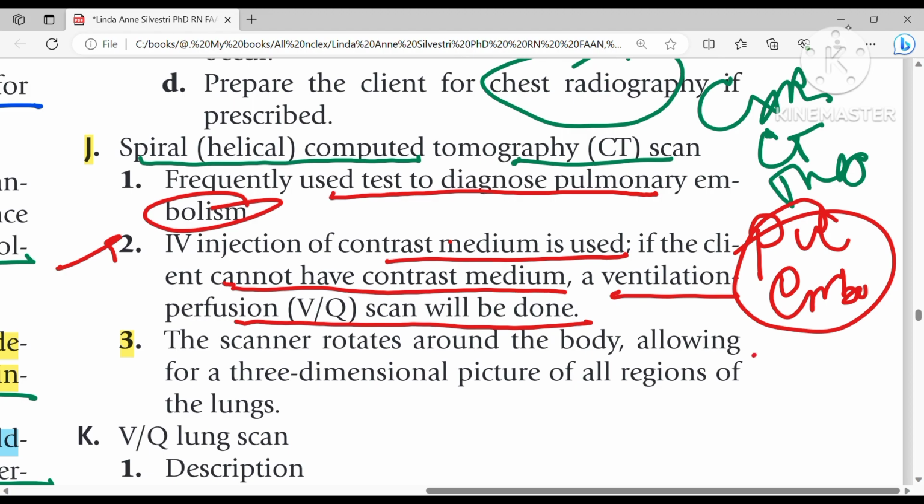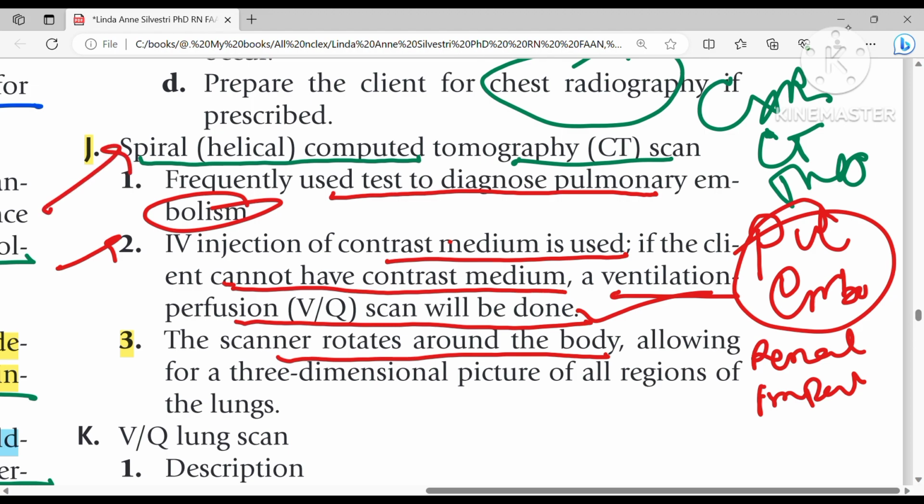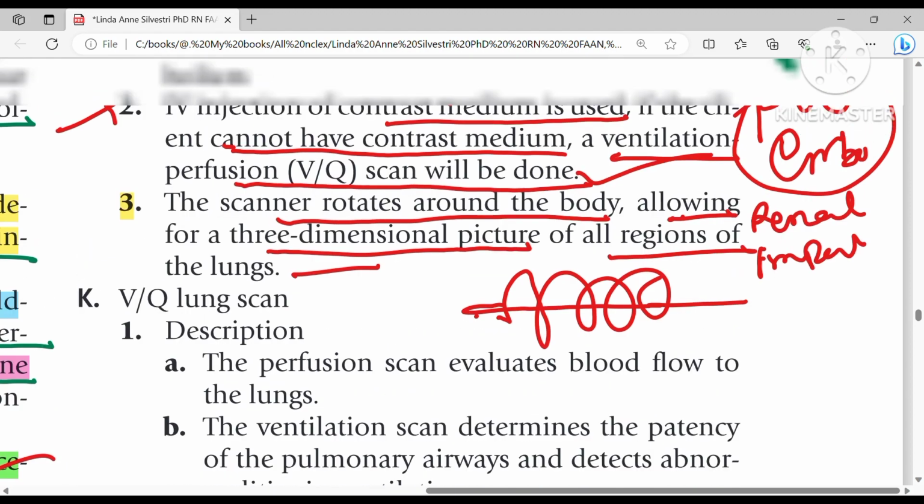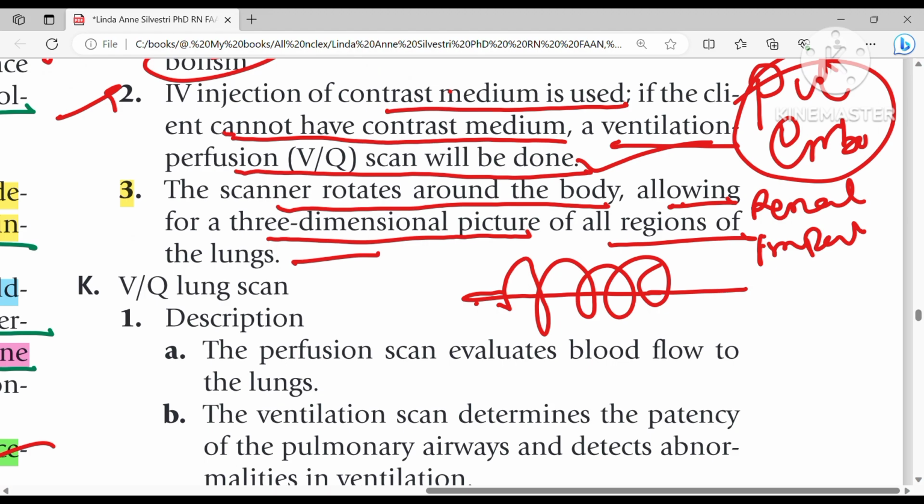If the patient is having any renal impairment, then we will go for the ventilation and perfusion scan. This scanner rotates around the body. Which scanner? That is CT. This scanner rotates around the body, allowing a three-dimensional picture of all the regions of the lungs. The patient is lying down, so it will be going in a spiral manner. So this is the spiral or helical computed tomography.